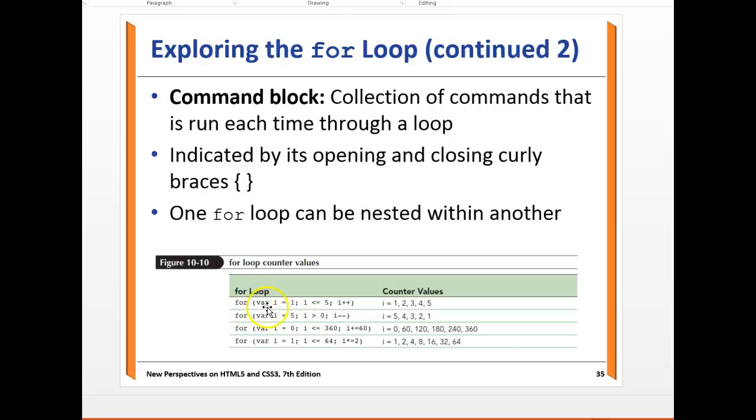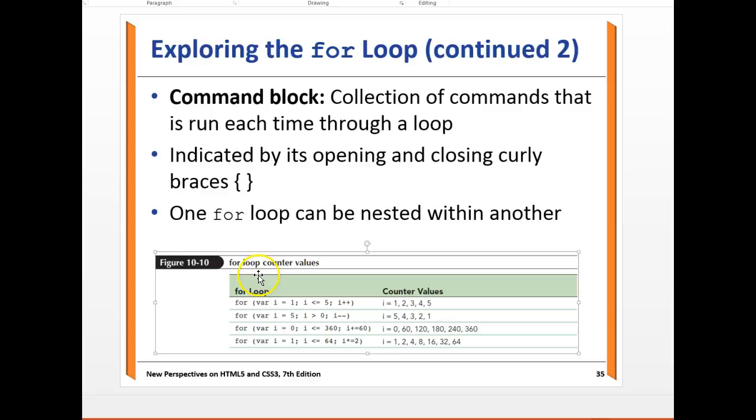So the example that I provided would be something like that: var i equals 1, and i less than or equal to 4 because we wanted to go only up to 4, and then i plus plus in this case. Another thing that's important here is the command block. A collection of commands that is run each time through a loop is called a command block. The command block is indicated by its opening and closing curly braces, and you can use that in there.